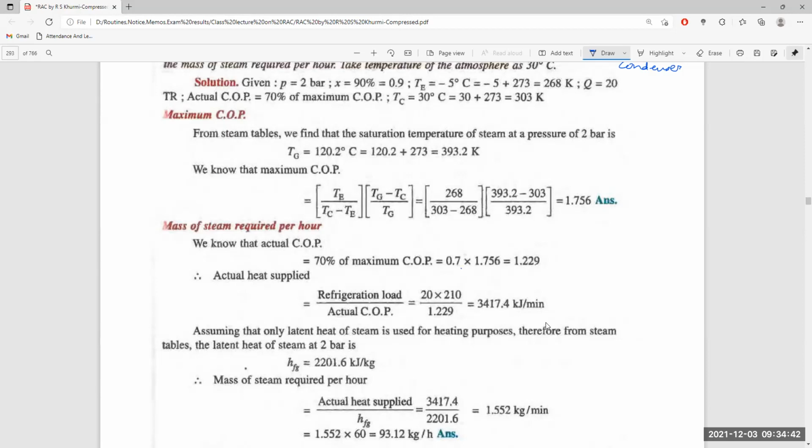Note that the actual COP, 70% of the maximum COP, is equal to 1.229. The actual heat supply is the refrigeration load divided by the actual COP, that is 20 into 210 divided by COP. This is the actual heat we are supposed to supply: 34117.2, 0.4 kilojoule per minute.